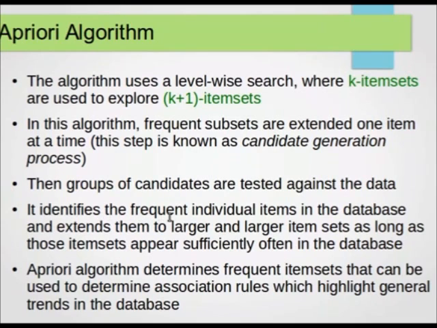It identifies the frequent individual items in the database and extends them to larger and larger item sets as long as those item sets appear sufficiently often in the database. So we extend them by 1. We extend every step by 1. We'll come to that in the example as we mentioned. And the Apriori algorithm determines frequent item sets that can be used to determine association rules. So we need to extract the frequent item sets first, and then they can be used to determine association rules.